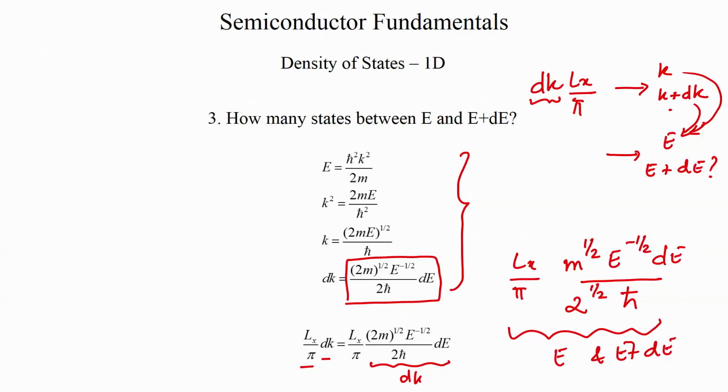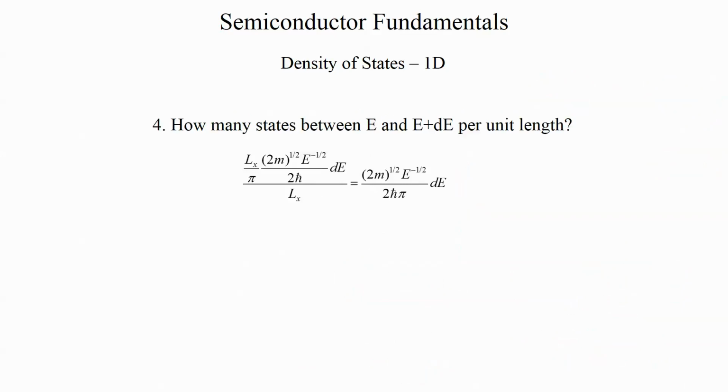Now, of course, the next question is we want to get to per unit length, therefore, how many solutions per unit length? So, we have these many solutions between E and E plus dE, and the length of the box is Lx, therefore, that divided by this is the number of solutions between E and E plus dE per unit length of your semiconductor.